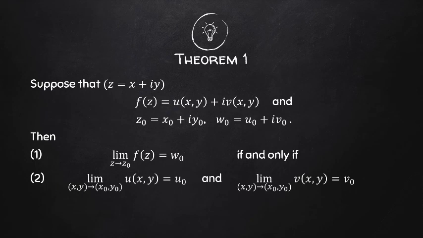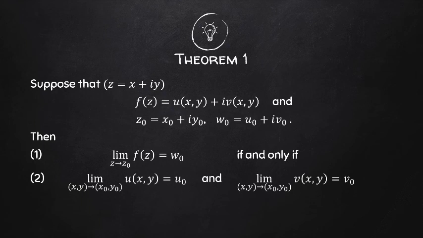Theorem 1. Suppose that we have a complex number z equals x plus iy, and a function f(z) equals u(x,y) plus iv(x,y), z0 equals x0 plus iy0, and w0 equals u0 plus iv0. Then the limit as z approaches z0 of f(z) equals w0 if and only if the limit as the ordered pair (x,y) approaches (x0,y0) of u(x,y) equals u0, and the limit as (x,y) approaches (x0,y0) of v(x,y) equals v0.